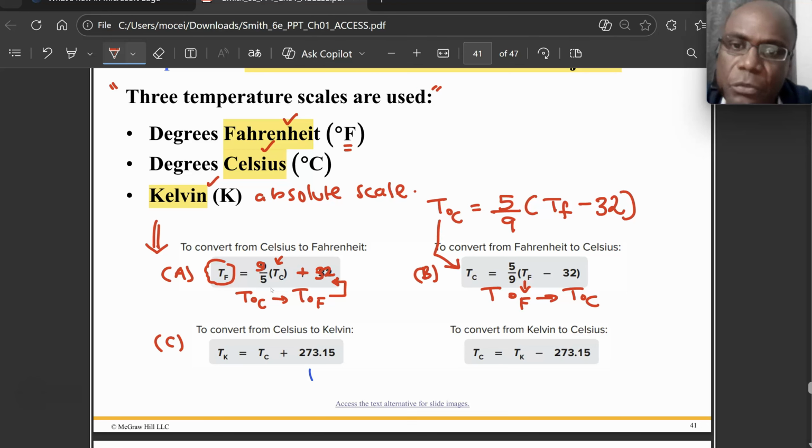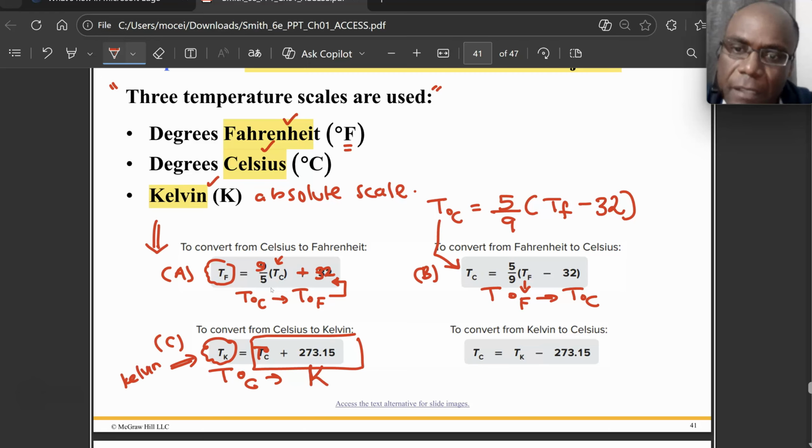Part C, you want to convert degrees Celsius temperature to the Kelvin absolute scale. How do you do that? You take your given degrees Celsius value and add 273.15. The answer that you get is going to be in Kelvin. The temperature will be in Kelvin.